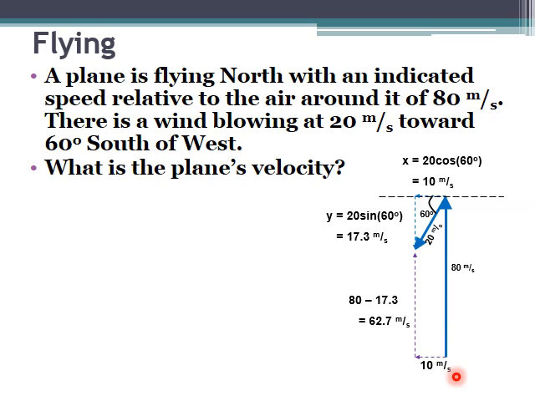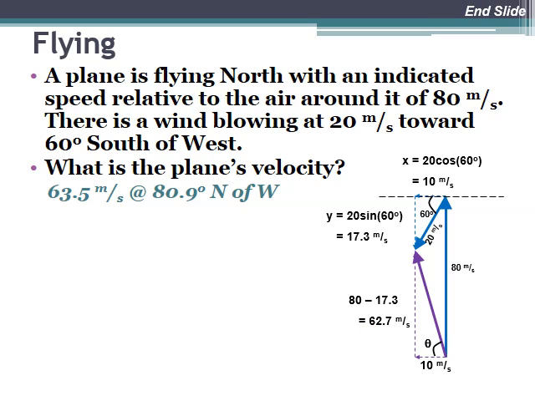So if the resultant velocity is 10 meters per second to the west and then 62.7 meters per second north, you can see that the resultant is going to be up this way at this angle. Now if we use the Pythagorean theorem, 10 squared plus 62.7 squared and then square root that, we get our velocity, and then we take the inverse tangent of opposite over adjacent, so it's 62.7 divided by 10, we get our angle. So the velocity is going to be 63.5 meters per second at 80.9 degrees north of west. And you can see that angle is going to be north of west.